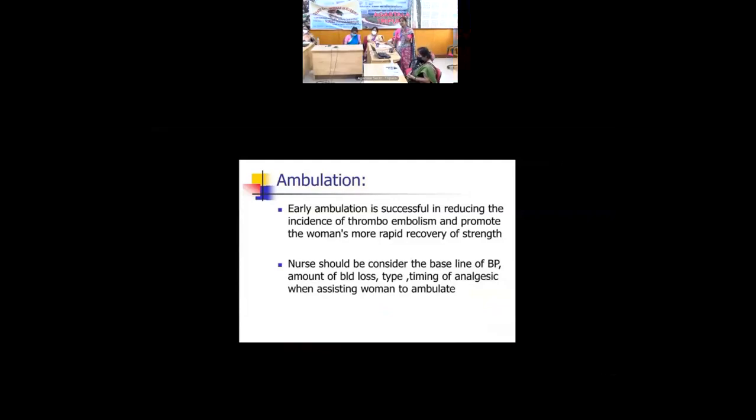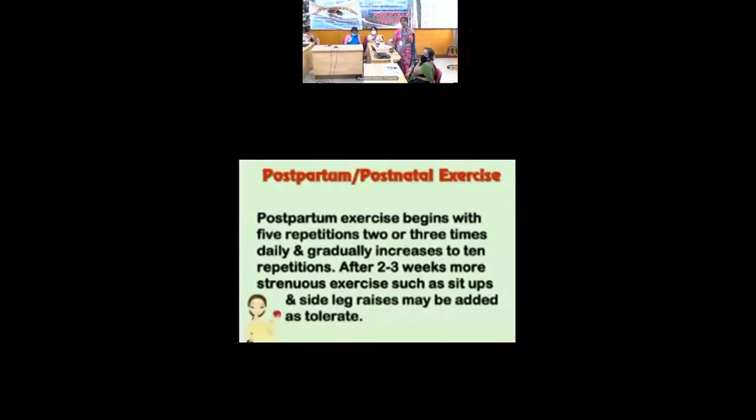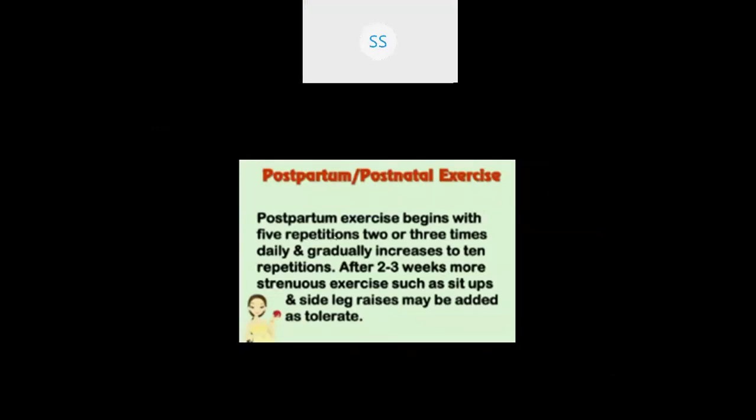So ambulation is most important. For early ambulation, the nurse should consider the baseline blood pressure, amount of blood loss, timing, and analgesic when assisting women to ambulate. If there is pain from episiotomy or cesarean section, then a painkiller should be given according to the physician's, I mean the gynecologist's, opinion.